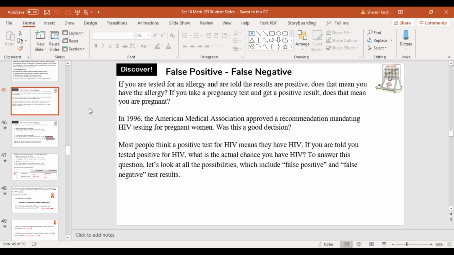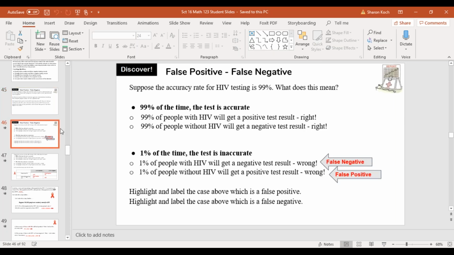Now, when we're talking about testing for allergies and different types of tests, this really is a good way to utilize a probability table. Okay, so let's take a look. We're going to be looking at testing for HIV. Now, most people think if you test positive, that means you have it. But if you're told that you test positive, what's the actual chance that you have it? Sometimes we have false results. We have false positives and we have false negative results. So let's take a look.